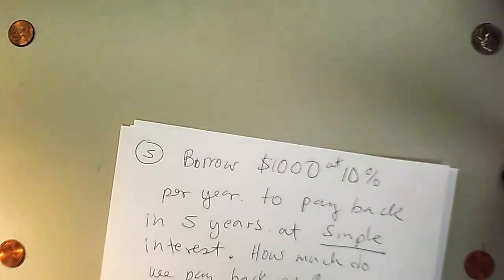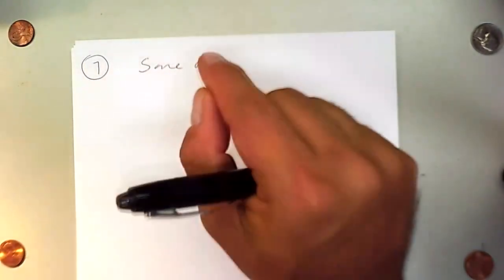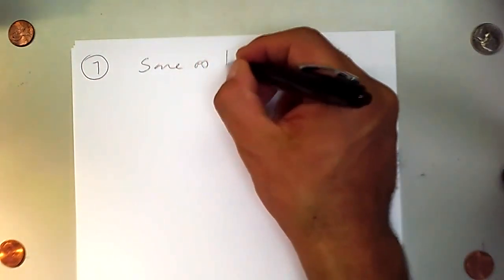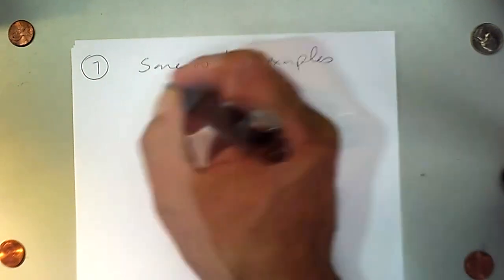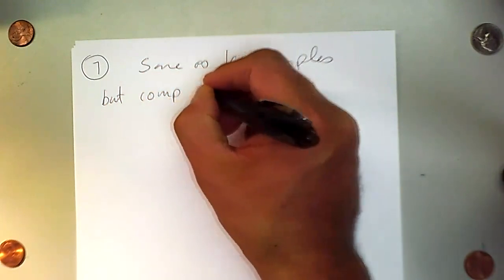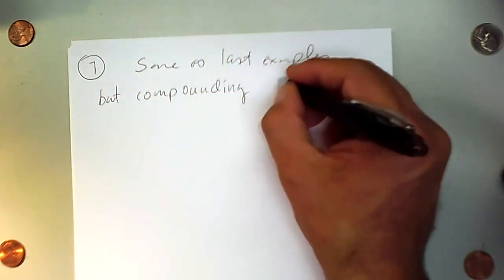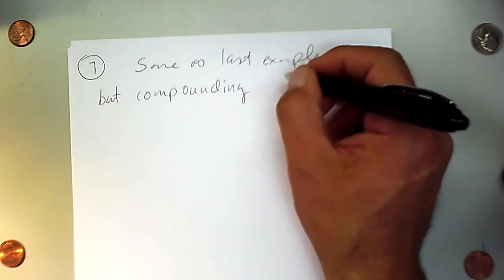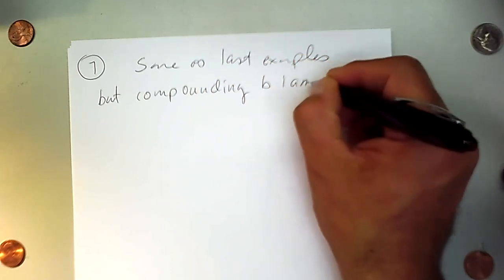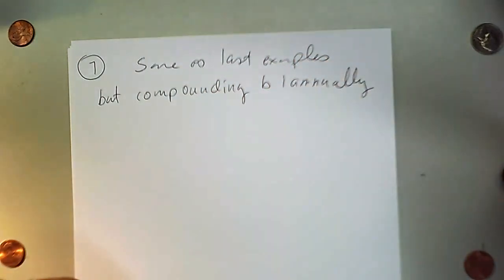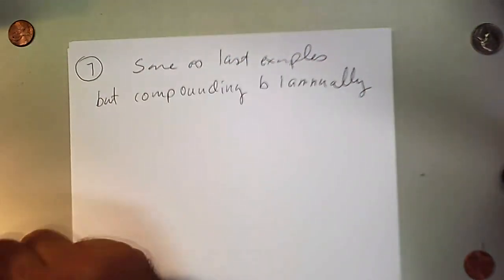But it gets worse. If you actually do this with a bank, and you don't pay any of the principal, example 7. So same as, well, we got to do one step in between. Same as last examples, but compounding twice per year. So that is called biannually. So they compound the interest rate twice per year.